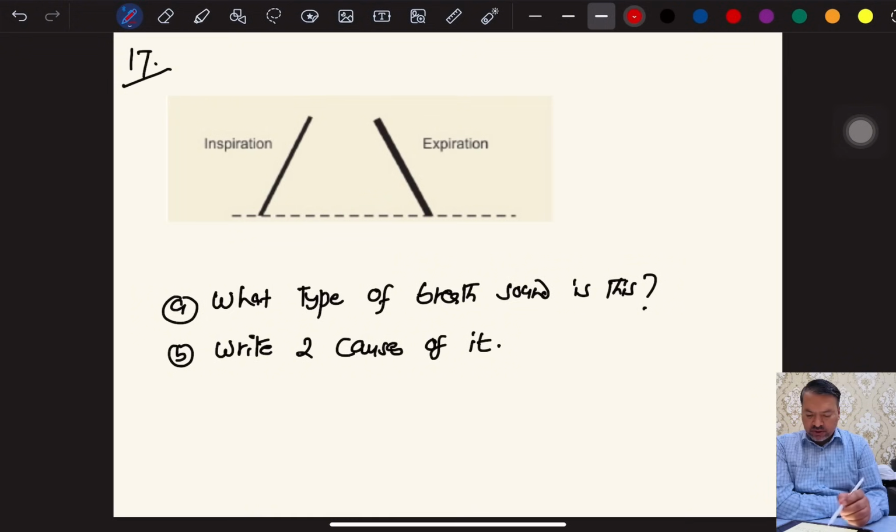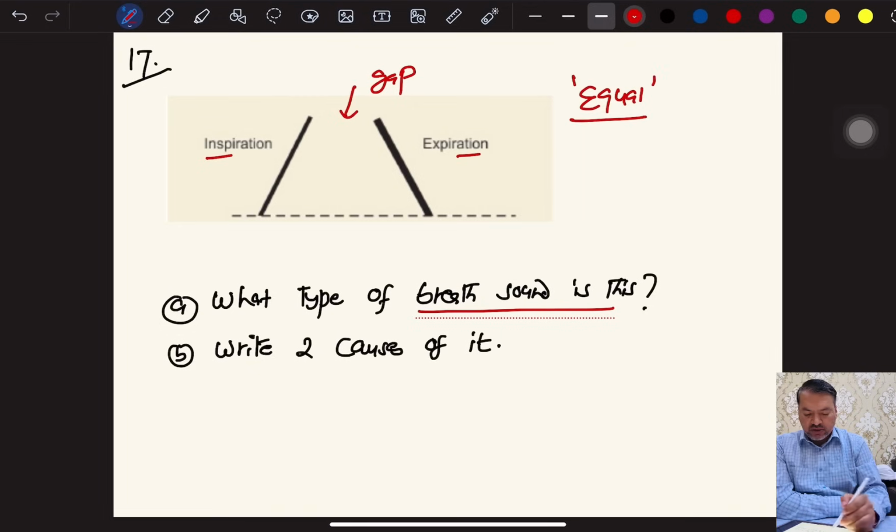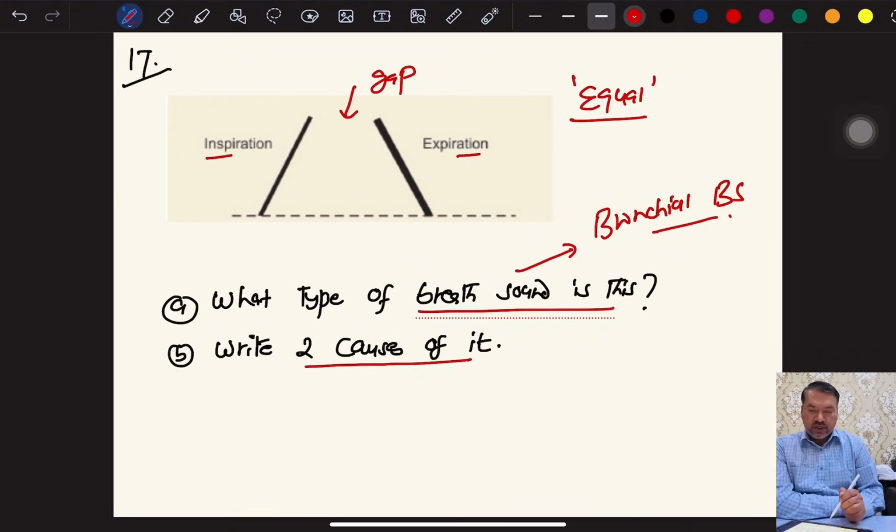Number 17. Now here there is one picture of the breath sound. So which type of breath sound is this? Now see the hallmarks of this breath sound. Both inspiration and expiration look a little bit of loud intensity, and there is a clear-cut gap between them. Inspiration and expiration are equal in length. So this is a clear-cut case of bronchial breath sound. And remember, write two causes of it. That is the second question.